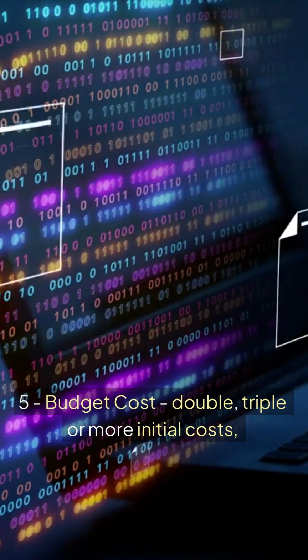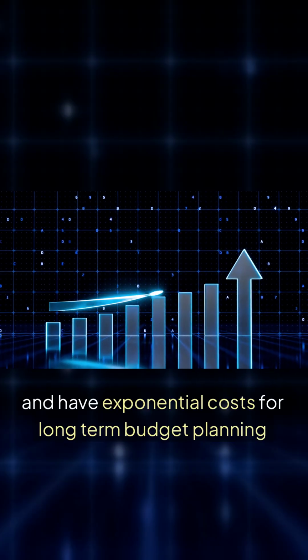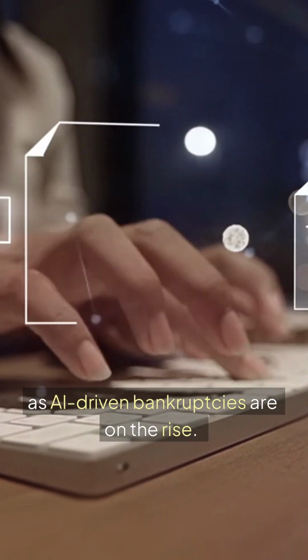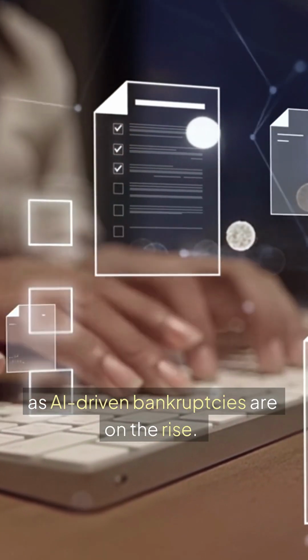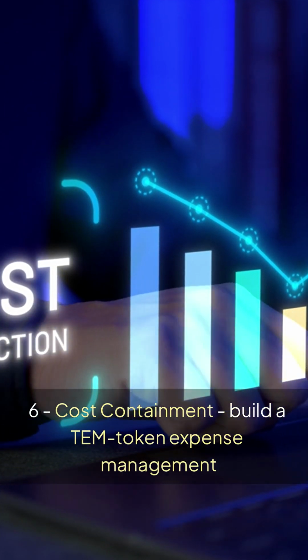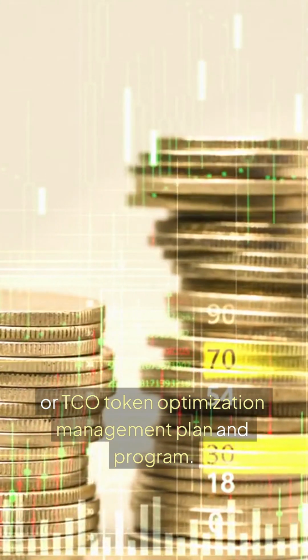5. Budget cost. Double, triple, or more the initial costs, and have exponential costs for long-term budget planning, along with token cost budget limits in place, as AI-driven bankruptcies are on the rise. 6. Cost containment. Build a TEM, Token Expense Management, or TCO, Token Optimization Management, plan and program.